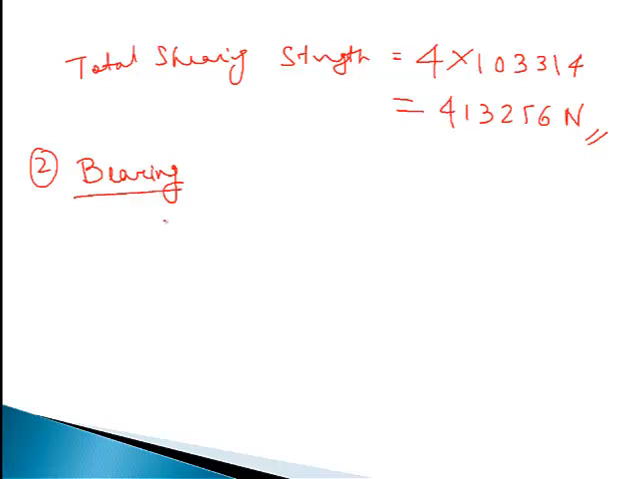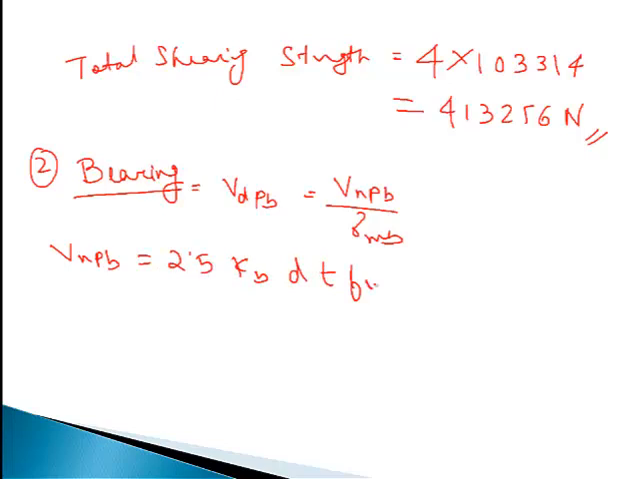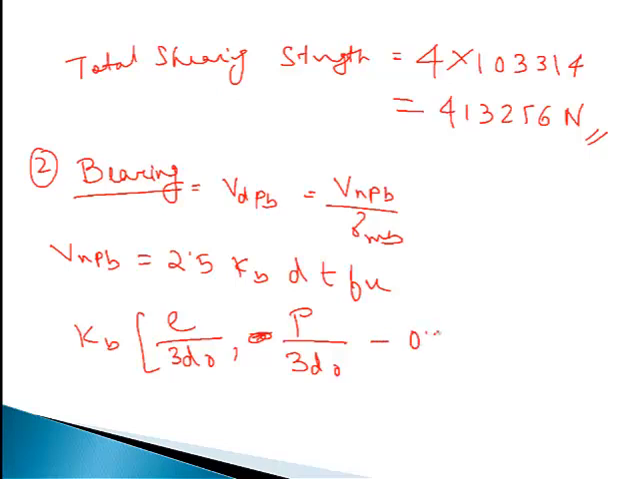Okay, so bearing again, it's given as VDPB, VNPB by gamma MB. VNPB, it is 2.5 kb d t fu by gamma mb. Okay, so kb again is the smaller of e by 3d naught, p by 3d naught minus 0.25, fub by fu, 1. Okay, so let's see what are the terms.